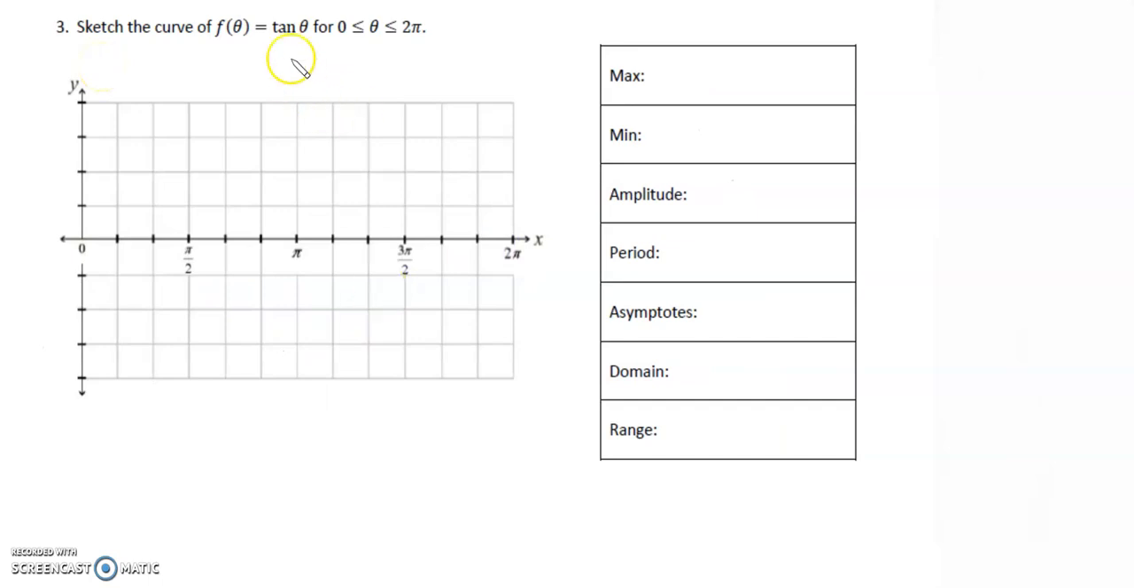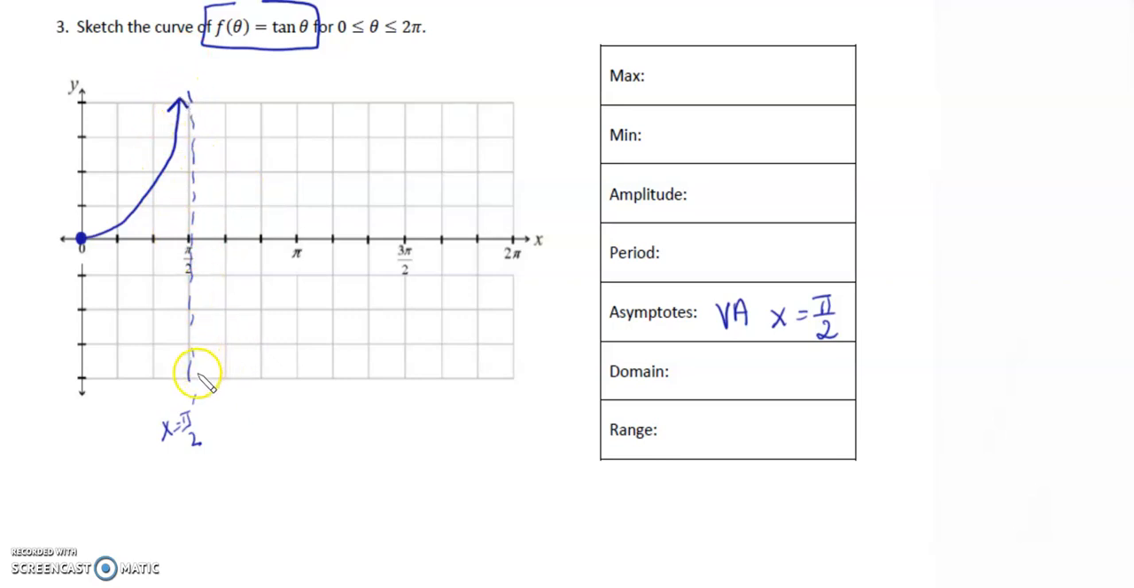Sketch the curve of f theta equals tan theta on 0 to 2 pi. Tan theta goes through 0, 0, and there is a vertical asymptote at x equals pi by 2. Then the curve goes like this, and it approaches the vertical asymptote but never hits it. Then it continues approaching -infinity, approaching the next asymptote from the right. And then this goes like this, and then we go through pi.